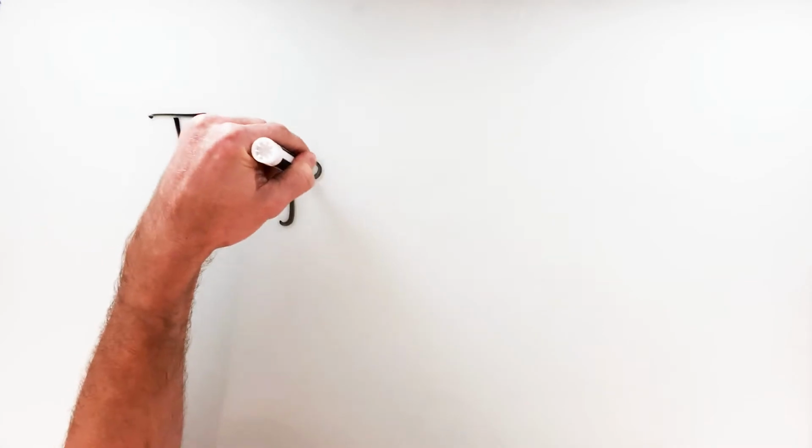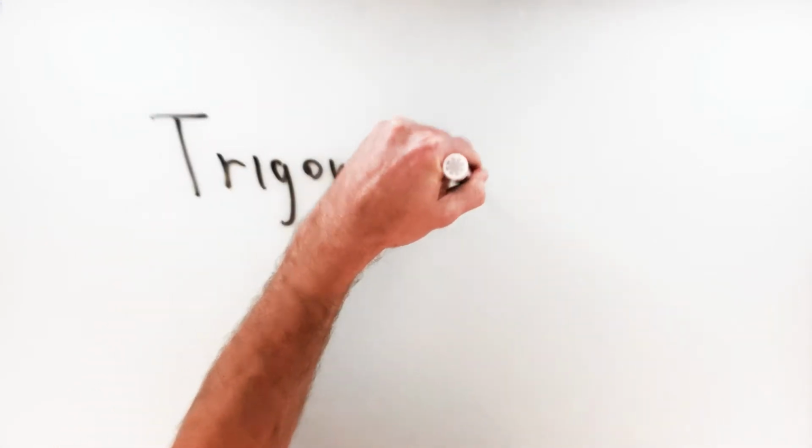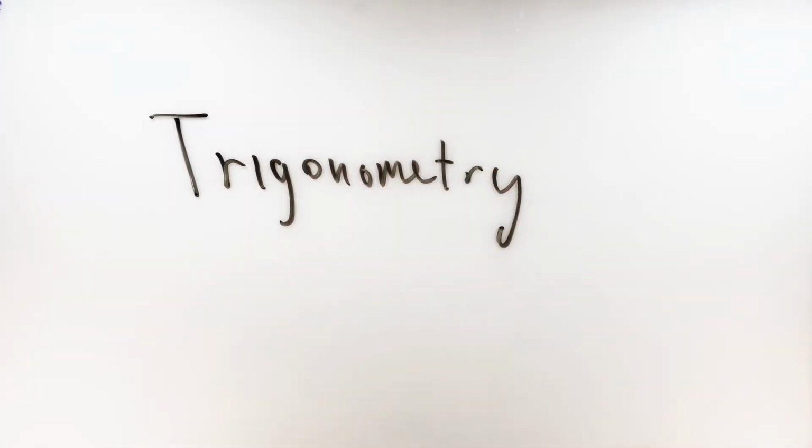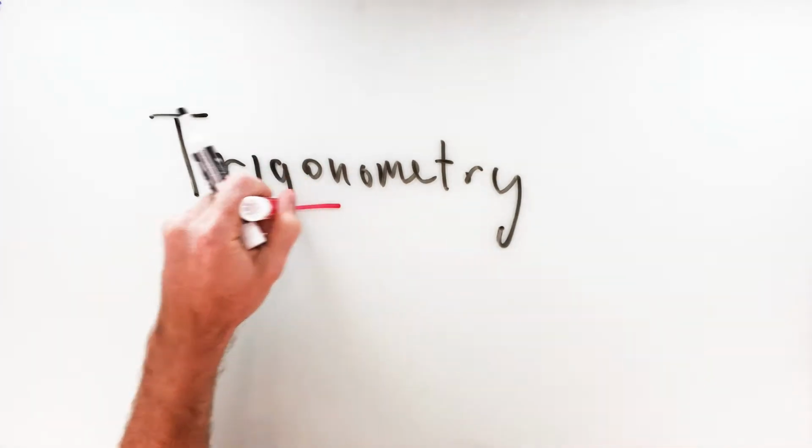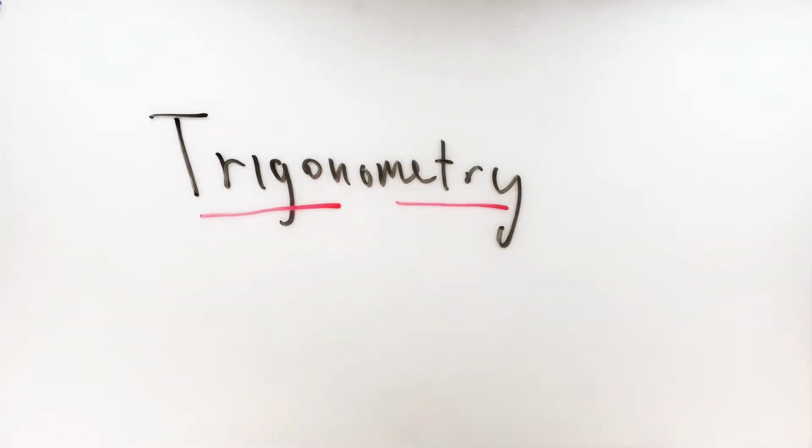Now, trigonometry. If you break that down into its two roots, we've got trigon and metry. Trigon literally just means triangle, a geometric triangle. And metry is measure of. So trigonometry literally just means measuring triangles. It is the study of the relationships of the sides and the angles in triangles.